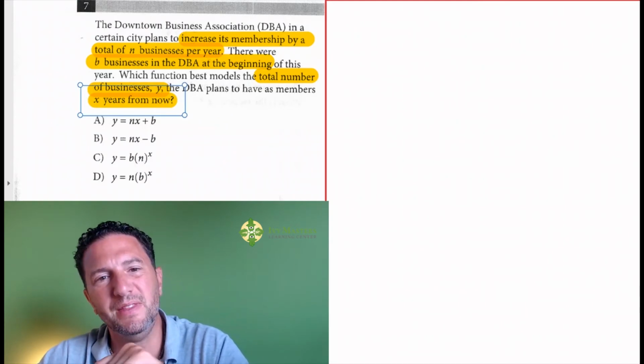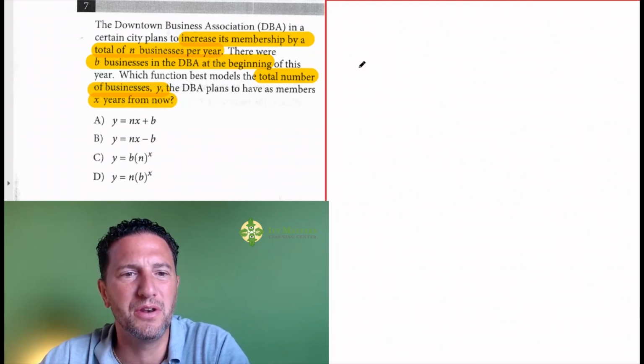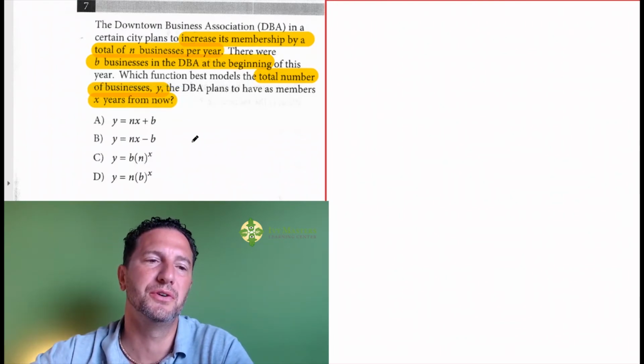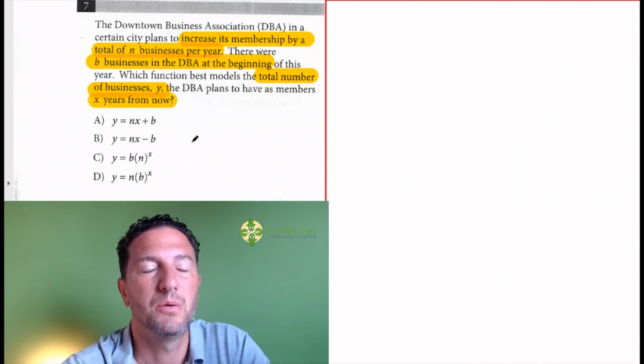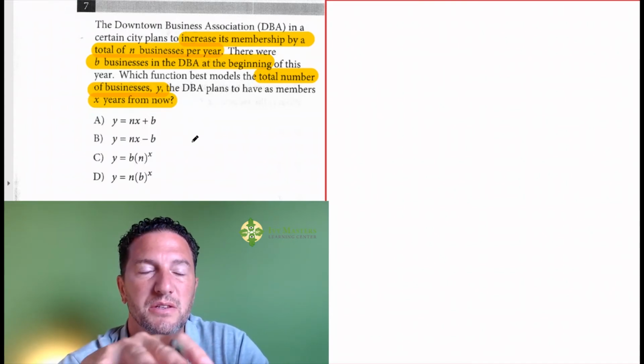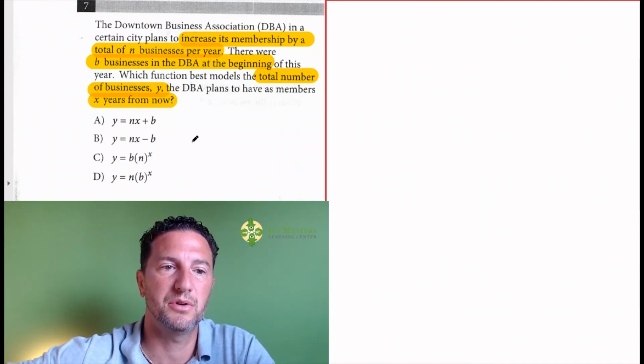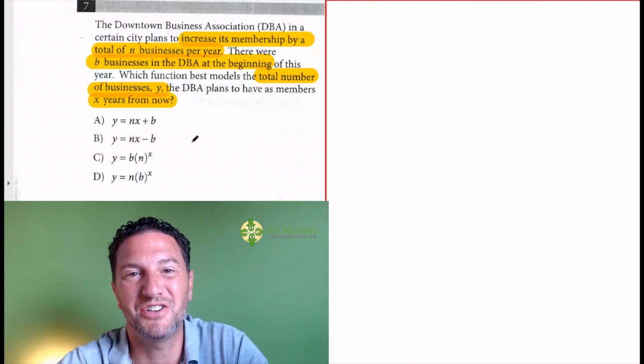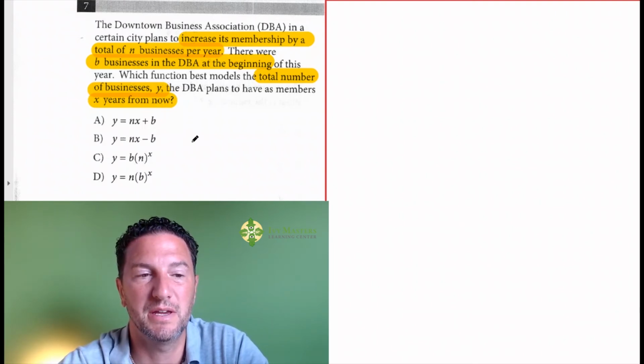Now, let's say if you don't know that, what could you do? What you could do, whenever you have variables in the answer choices, is you can pick numbers, solve the question on your own, plug those numbers into each answer choice, and see what gives you the same answer.